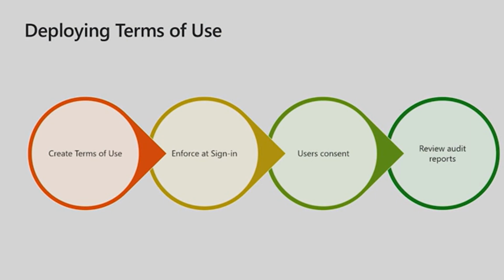Next is going to be enforcing that terms of use via conditional access policies. Once that conditional access policy is enforced, end users in scope of that policy will now be required to accept and agree to those terms prior to getting access. Once an end user has consented or accepted that terms of use, the admin can view auditing reports to see which user accepted what terms of use when. First demo will be showing how to enable and create a terms of use.